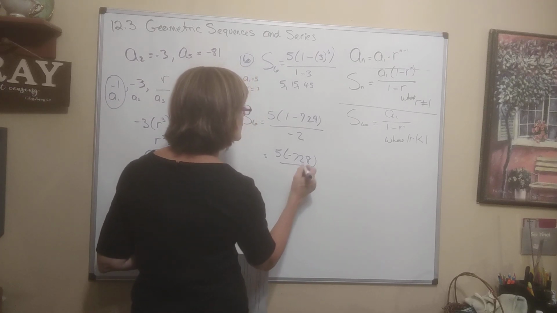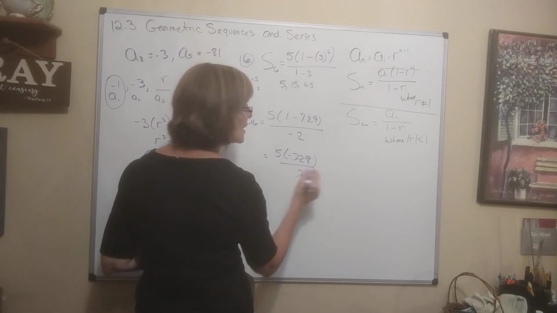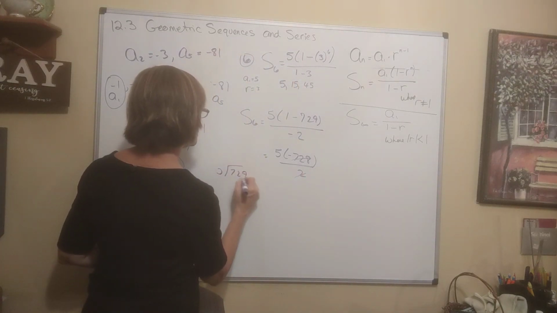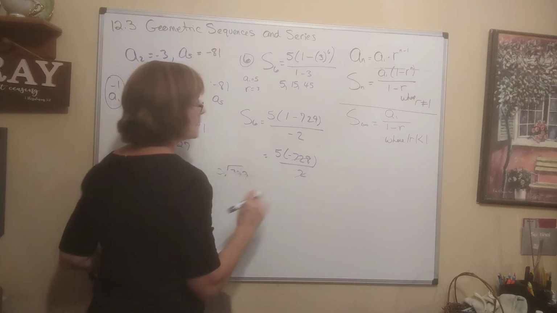So then 2 can go into this. Oh, now I got to get my calculator for real. 2 into 729 is, I'm getting my calculator.